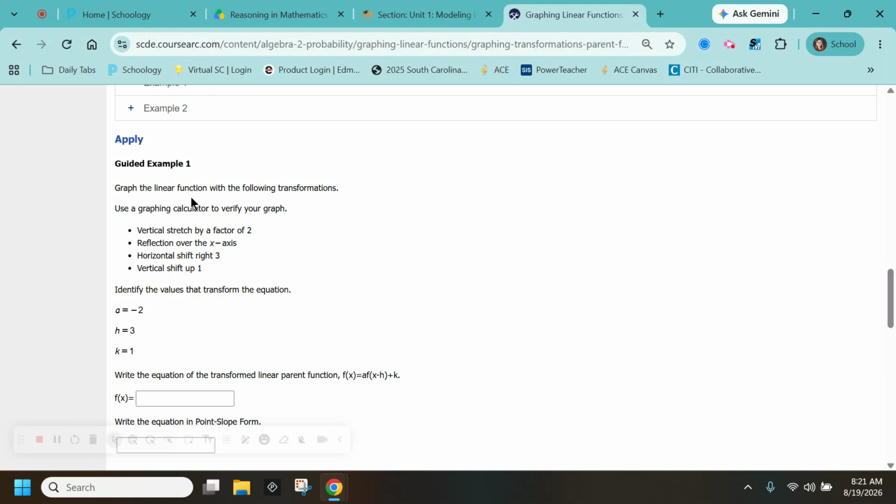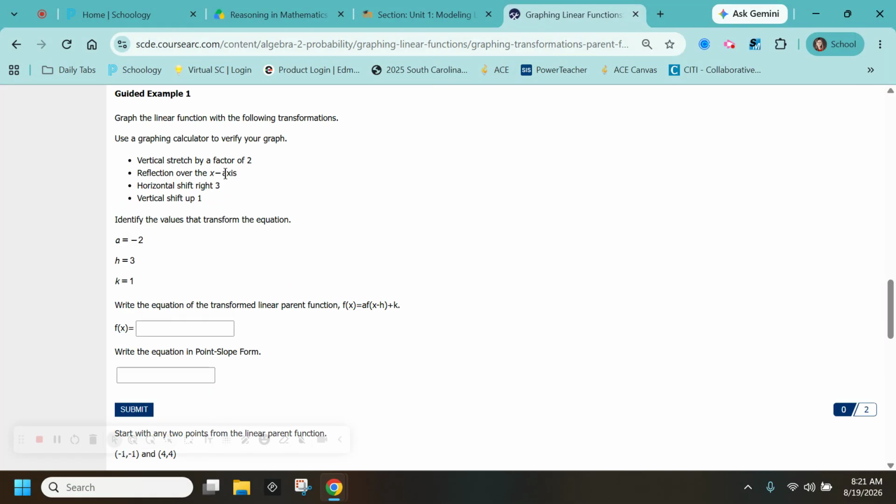Graph the linear function with the following transformations: a vertical stretch by a factor of 2, and a reflection over the x-axis is going to be -2 as our a value. Horizontal shift right 3, we have an h value of 3, and a vertical shift up 1 is a k value of 1. So write the equation of the transformed linear parent function in the form of f of x is equal to a times f of x minus h plus k.